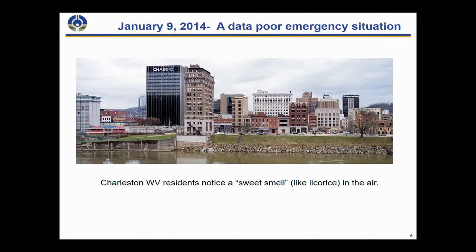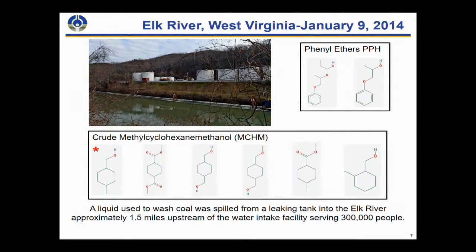So I'm going to tell you a story about something that happened in Charleston, West Virginia. You may remember this back in 2014, where we had a data poor emergency situation in which the residents noticed a sweet smell that became quite pungent in the air. And what had happened was that there was a leak of about 10,000 gallons of material from tanks on the Elk River, which was about 1.5 miles upstream from the water intake for the water distribution system for the Charleston area, serving about 300,000 people.